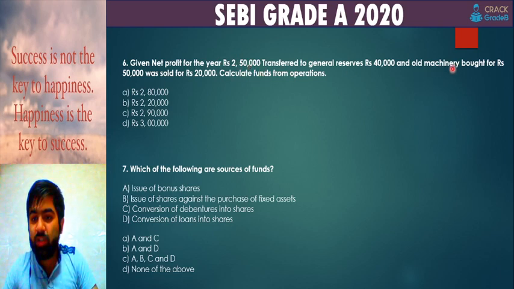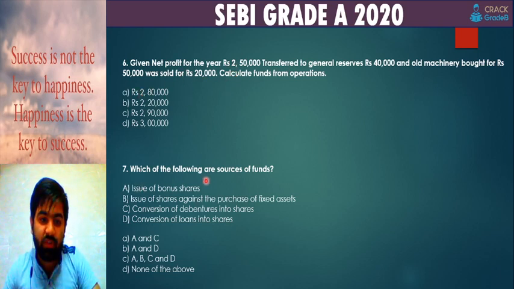Now comes old machinery bought for rupees 50,000 and sold for 20,000. So here we have a 30,000 rupees loss, and this loss must be debited in the profit and loss account. So this 2,50,000 must be reduced by the loss, but it is not an operating loss, so we have to add it back. So 2,50,000 plus 30,000, 2,80,000. It is a non-operating loss, so we add it back, and we get A as the correct answer, 2,80,000.